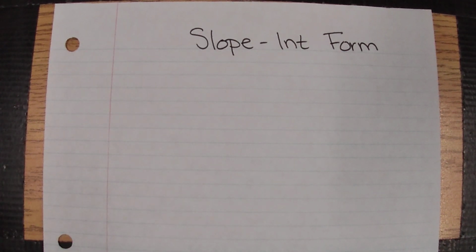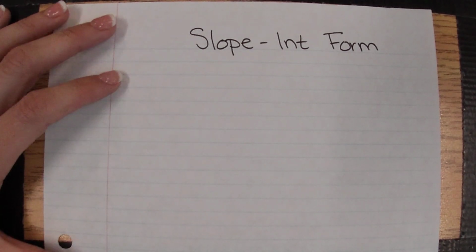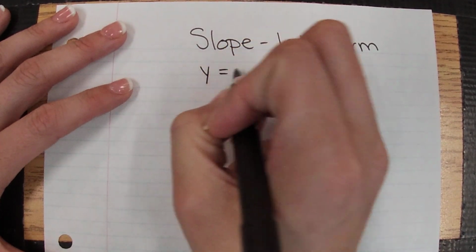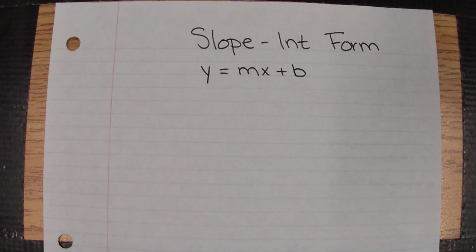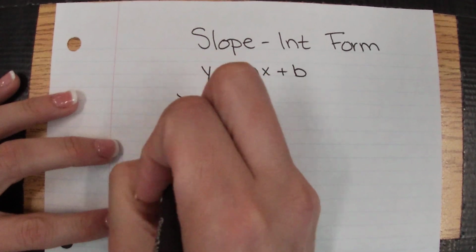Okay, so when we are talking about slope intercept form, remember we are graphing linear functions, and we're graphing linear functions in specific forms. So we've already talked about standard form. Now we're going to be talking about slope intercept form. We're now looking at something that's in the form y equals mx plus b, right? There it is, the beloved formula.